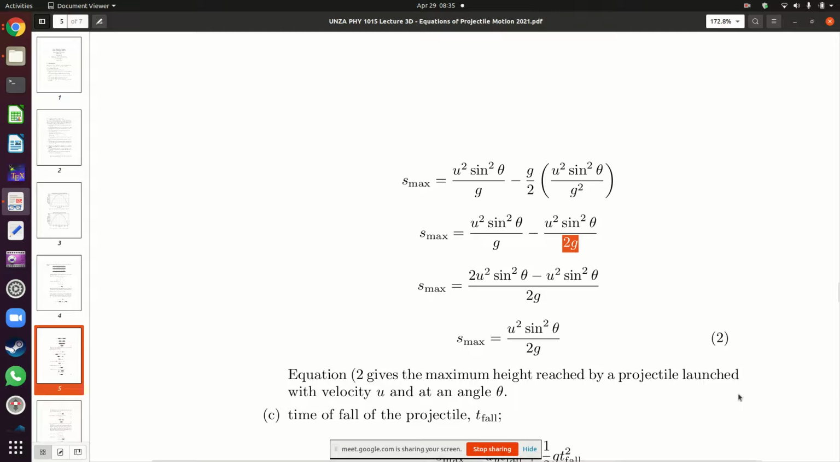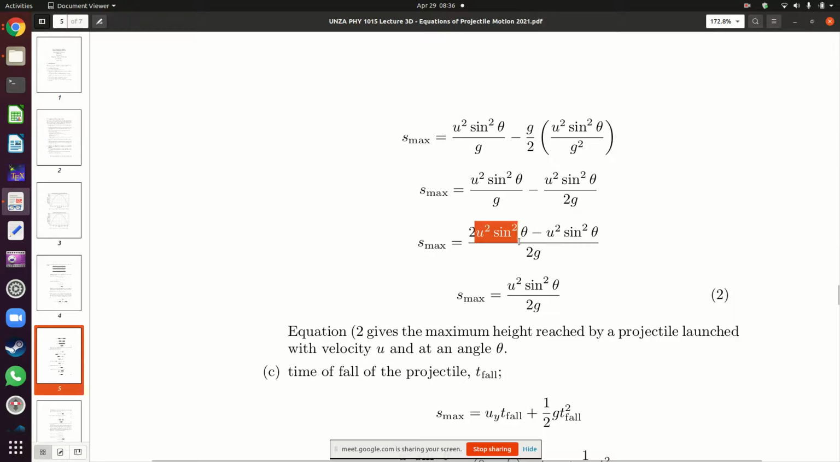Okay. So the common denominator is, you've got g this side, you've got 2g. The common denominator is 2g. Then g into 2g is 2. Then we multiply by this, so you end up with 2 u squared sine squared theta minus 2g into 2g is 1, with 1 u squared sine squared theta.